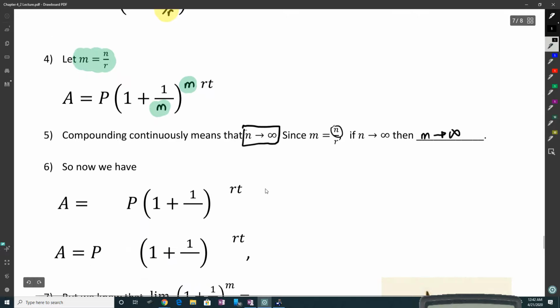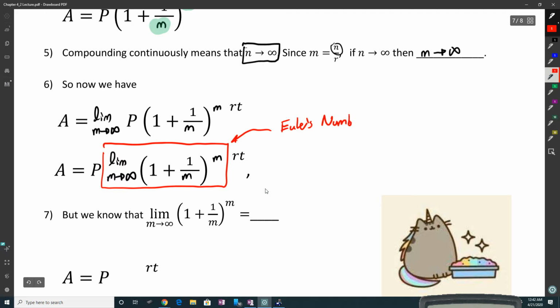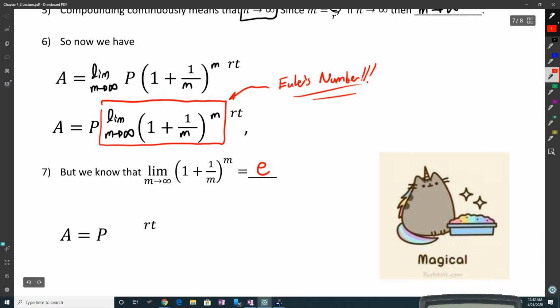So I have this guy, which is the same as this guy. And we just talked about this. This guy here is Euler's number. And so all of that is e. So all of that ugly stuff just turns to an e, and there you go. You have your formula for compounding continuously.